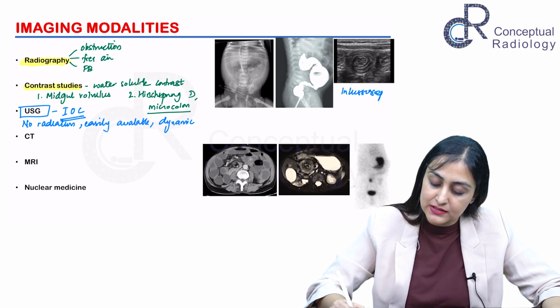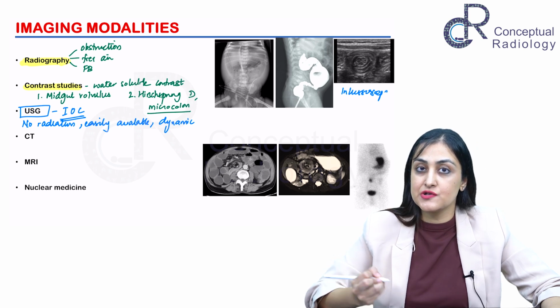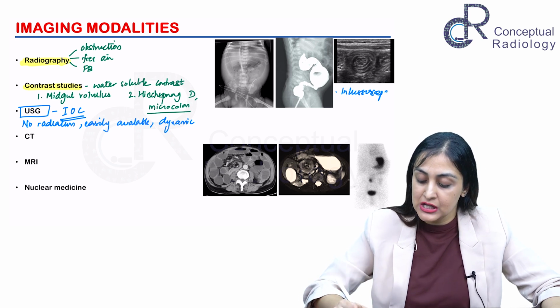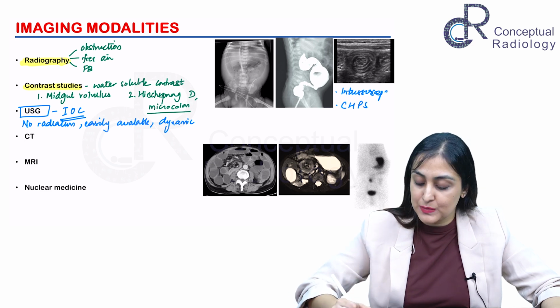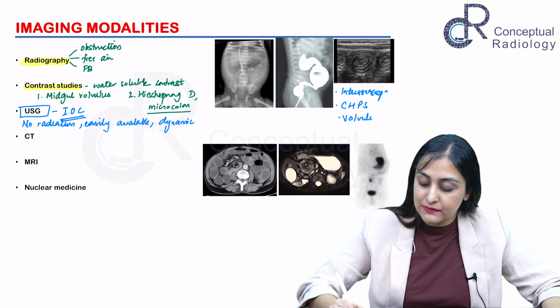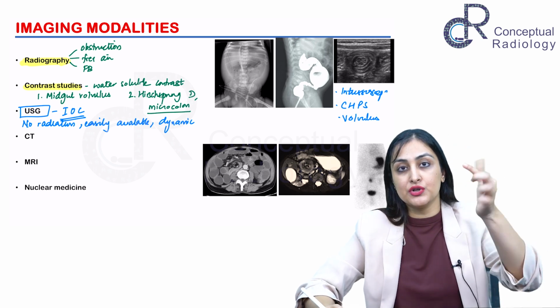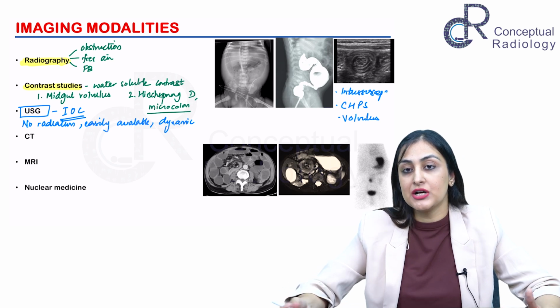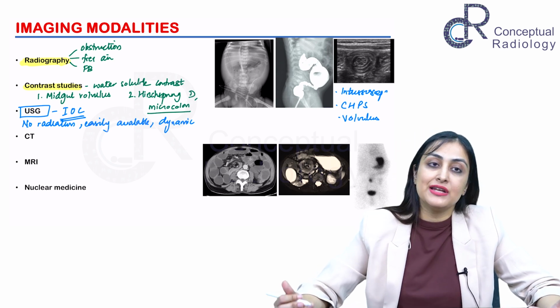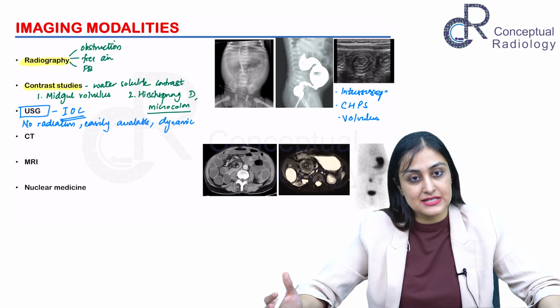Like you can see here in this image, you see the target appearance of bowel within bowel. So intussusception, it is the investigation of choice for CHPS. Volvulus as well, we can actually get an idea about the whirlpool sign of the vessel. So all of these we'll be talking about, but ultrasound remains very, very important as the first line investigation.